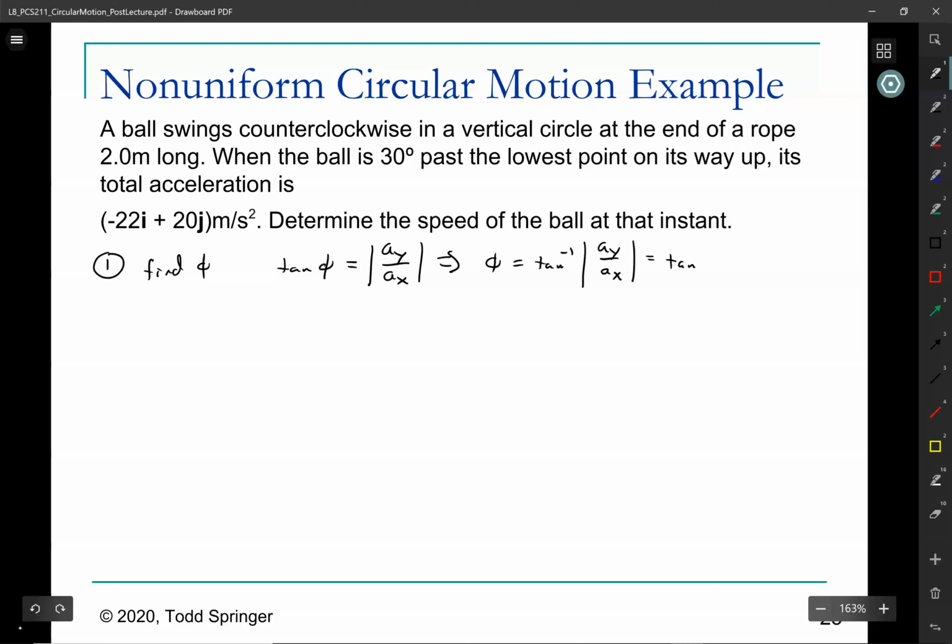So that's the inverse tangent of ay is 20, ax is 22. I only put positive numbers in because I always deal with positive numbers when I do trigonometry. That's going to give me an angle which is between 0 and 90. And that's 42.27 degrees.